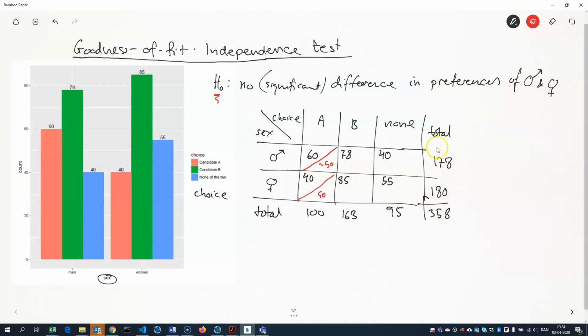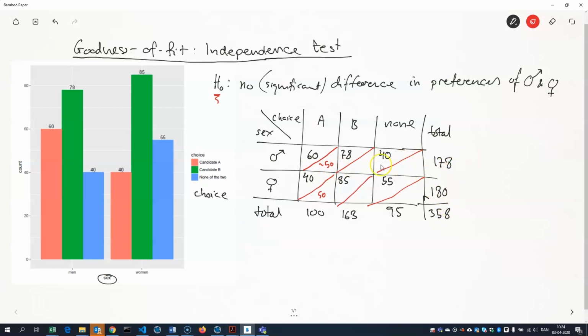Because roughly half of the interviewed persons are men, we should expect half of the candidate A voters to be men. That's kind of how the argument goes. And the same thing goes over here and here and here. Of course, we're only talking rough numbers right now, because it's not exactly half of the interviewed persons that are men.